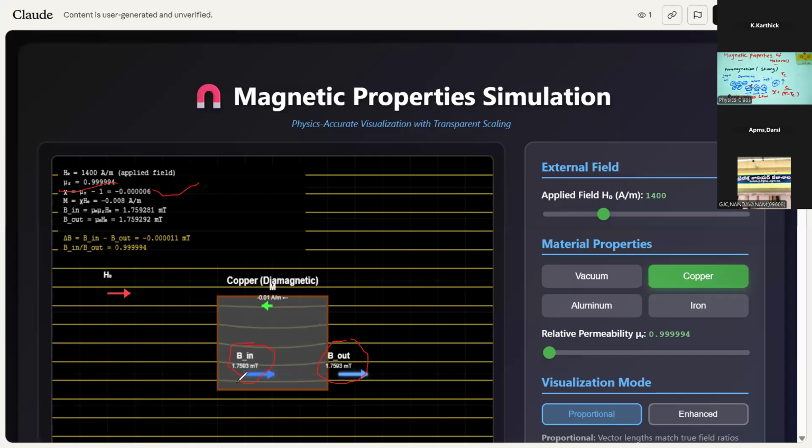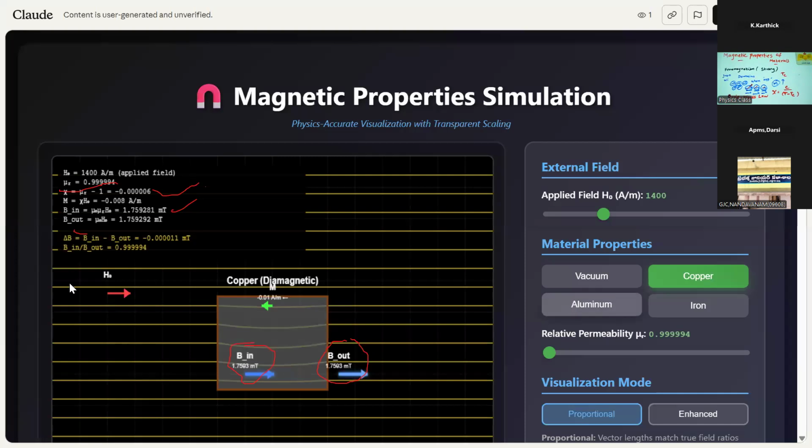So B inside the material is 59281, but B outside is 59292, which is very slightly less. Clear? Then we can choose the aluminum.